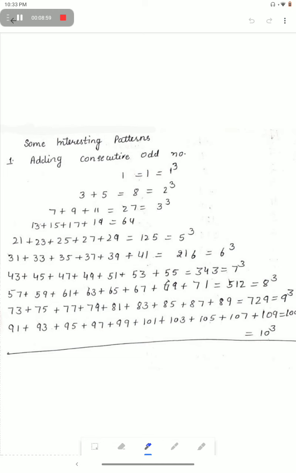In this 6 cube, after 29 what do we have? 31, then 33, 35, 37, 39, 41. So 6 consecutive odd numbers in sequence will be equal to 6 cube. After 41 what do we get? 43, 45, 47, 49, 51, 53, 55. These are 7 numbers, which means they will come out to be 7 cube, that is 343. Okay, now I think this is clear.